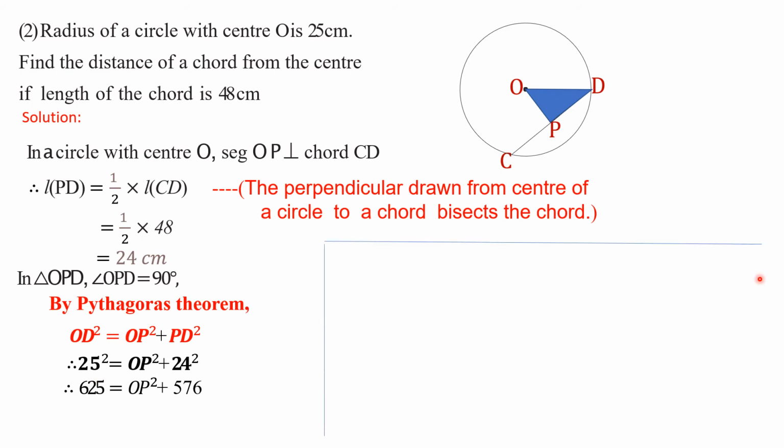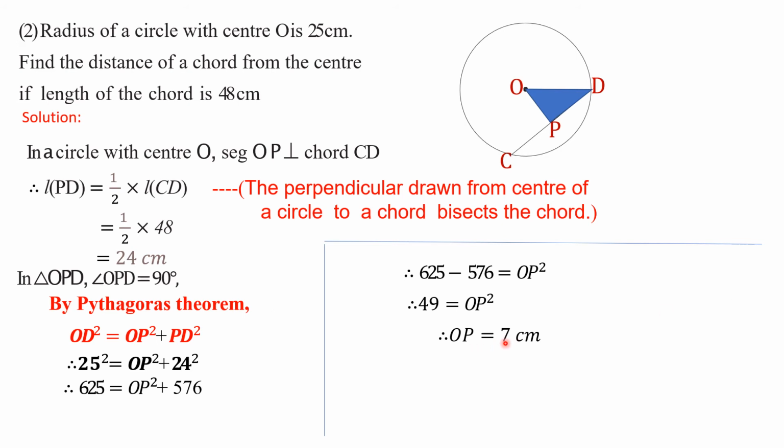Therefore, 625 minus 576 is equal to OP square. This subtraction we get 49 is equal to OP square. Now find out the OP by taking square root. OP is equal to 7 centimeter.